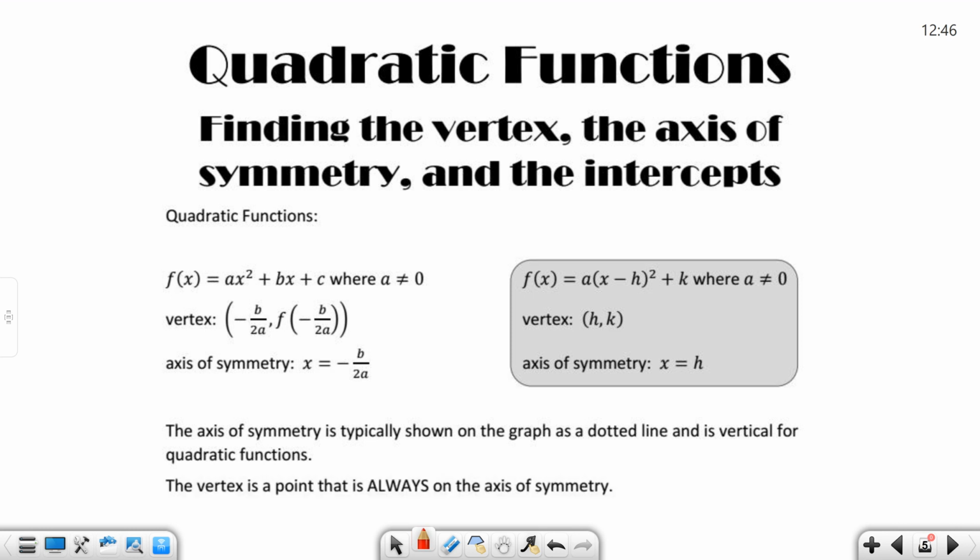The vertex is a point that is always on the axis of symmetry. Look, if the x's are the same, if x equals this number, then that x value has got to be there. That's got to be on the axis of symmetry. It has no other choice. Okay? So when you have your dotted line, then the vertex is here, or it's here, or it's here. And then the parabola is either going to smile, it's going to open up, or it's going to frown, it's going to open down. Okay?